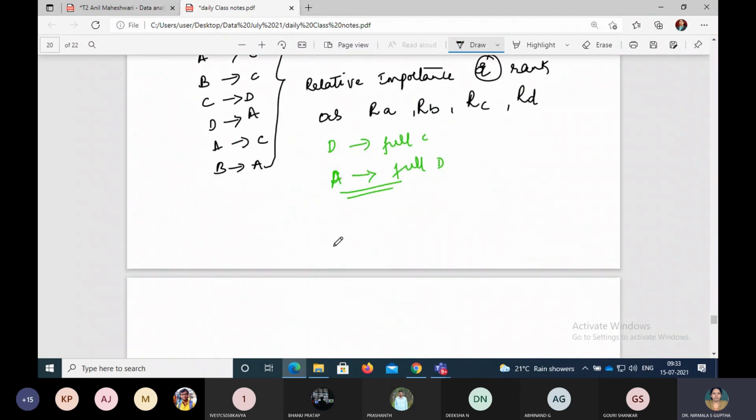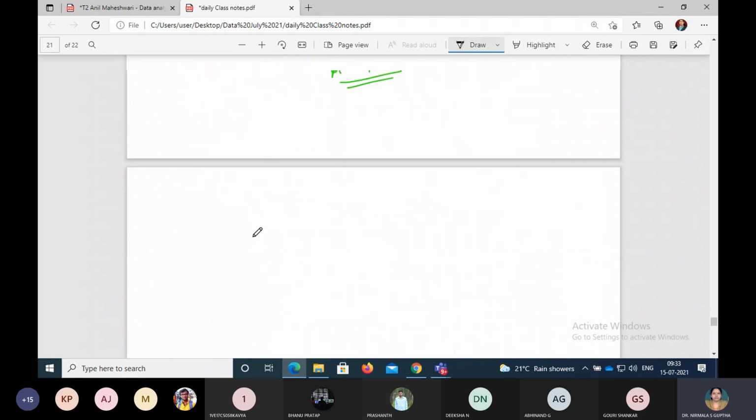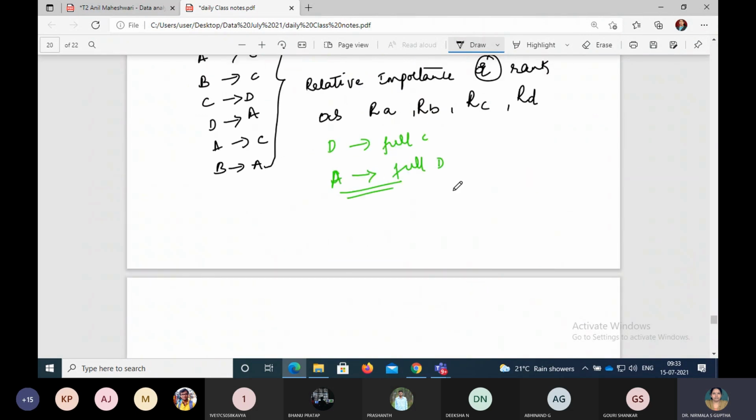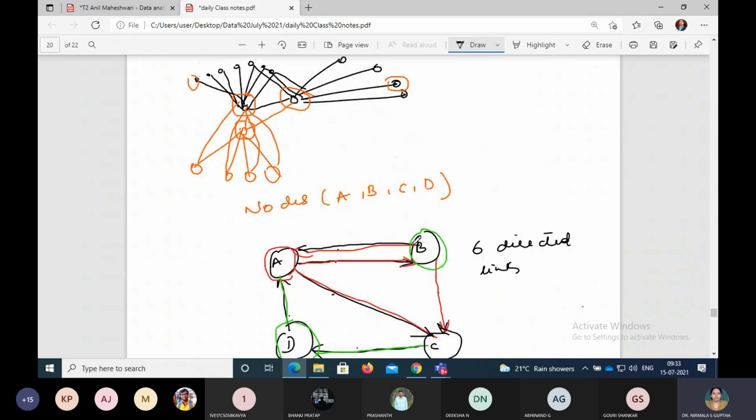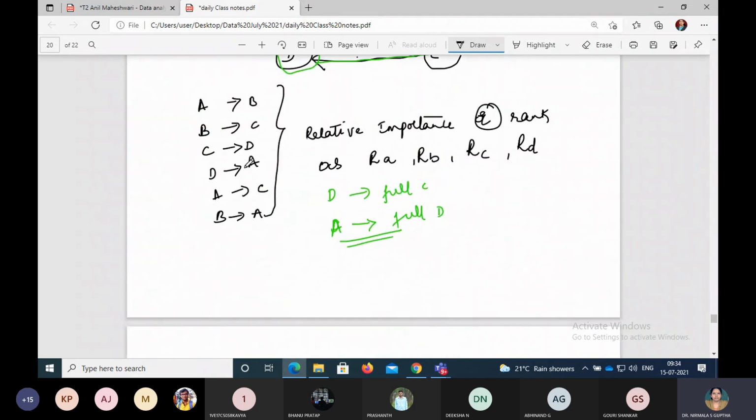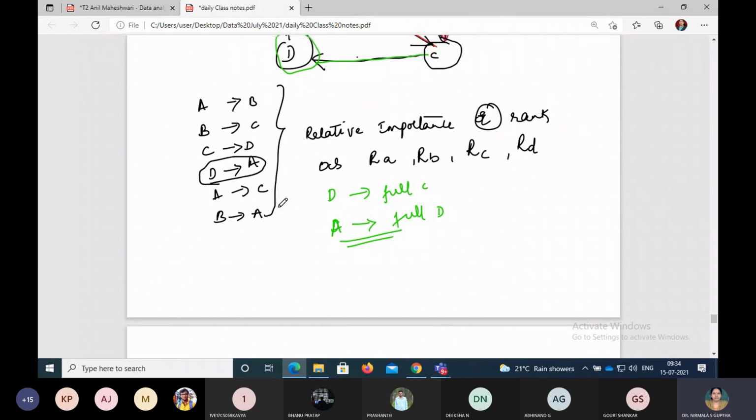So D fully influences A, and there is an arrow coming out from B to A. That makes sense. See here, D to A, B to A. Here D to A will get full influence. B to A will get half influence.